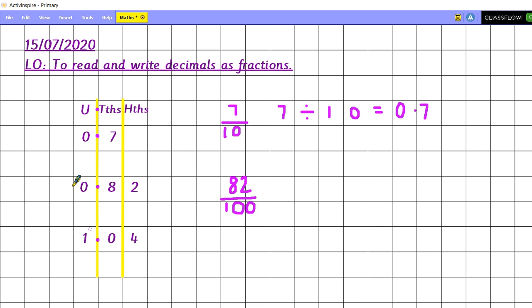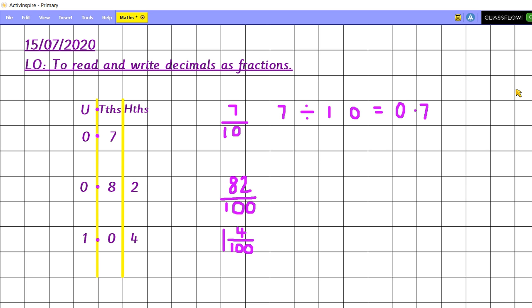Finally, this one, I have got one whole number. So this is my whole number. And then I've not got any tenths, and then I've got 4 hundredths. So I've got 4 in my hundredths column. So my denominator is 100, not 10, okay? I could put a 0 here because I've no tenths, but that's just the same as having nothing in front of it anyway. So I've got 1 whole and 4 hundredths, which is 1.04.